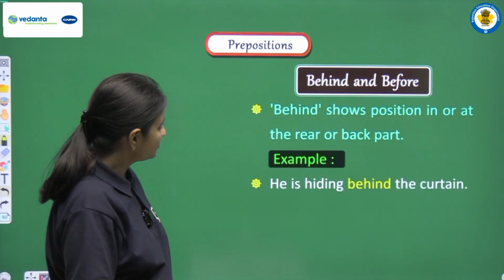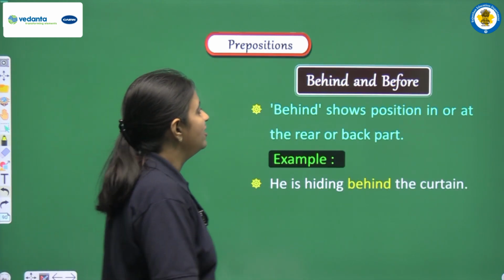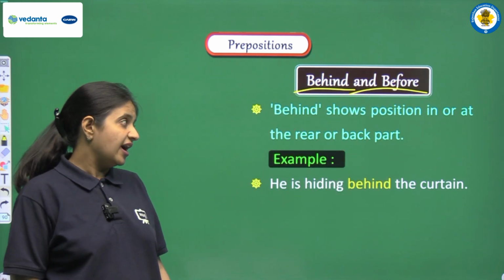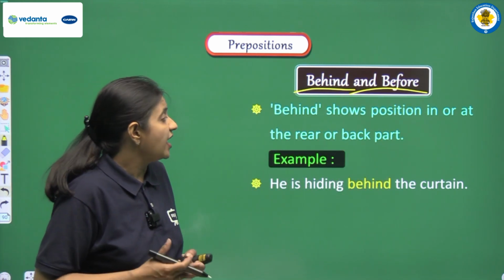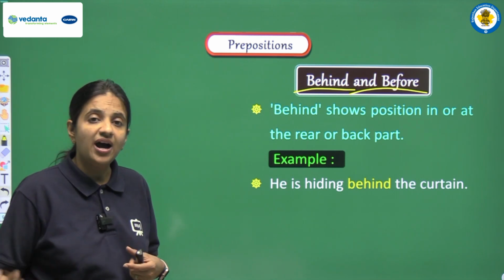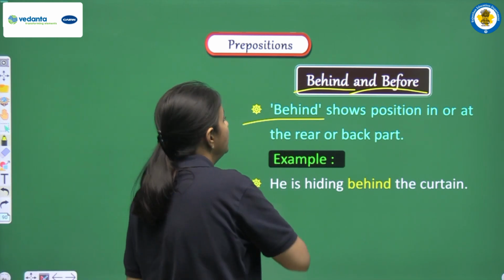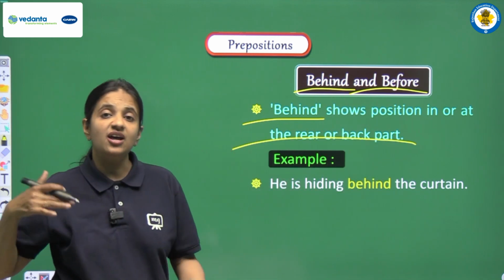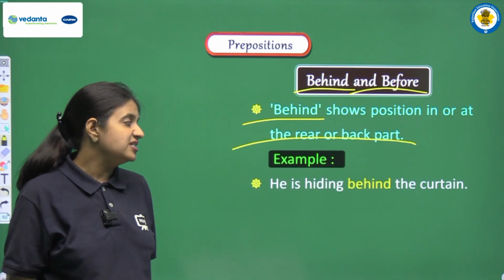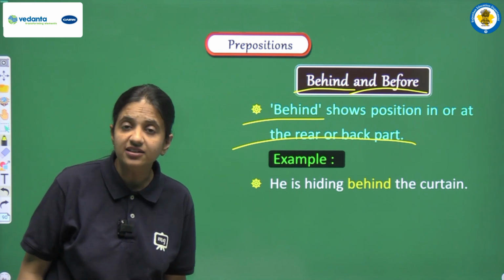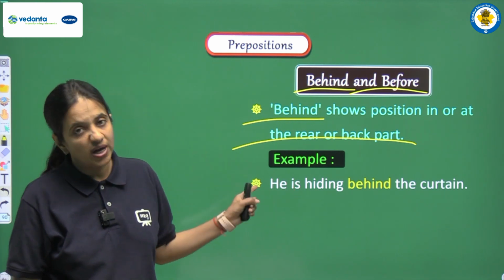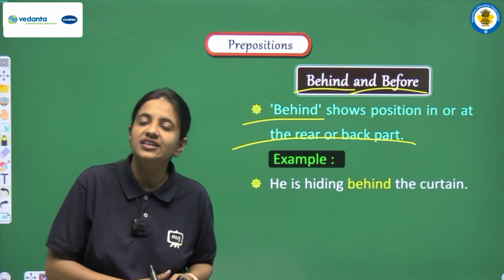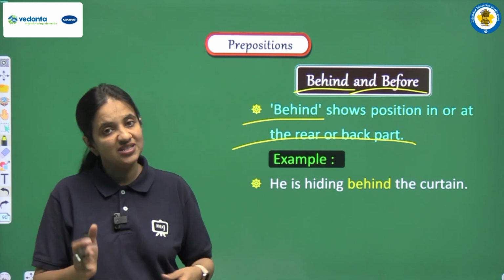Okay. Next preposition. So now let's talk about behind and before. Behind shows position in or at the rear or back part. So first of all, let's talk about behind. With the help of behind, we can show the position, that is where, at the back part. Let's see the examples. He is hiding behind the curtain. So here we are talking about one person and he was hiding behind the curtain. Pehle aage curtain thi and behind the curtain he was hiding.